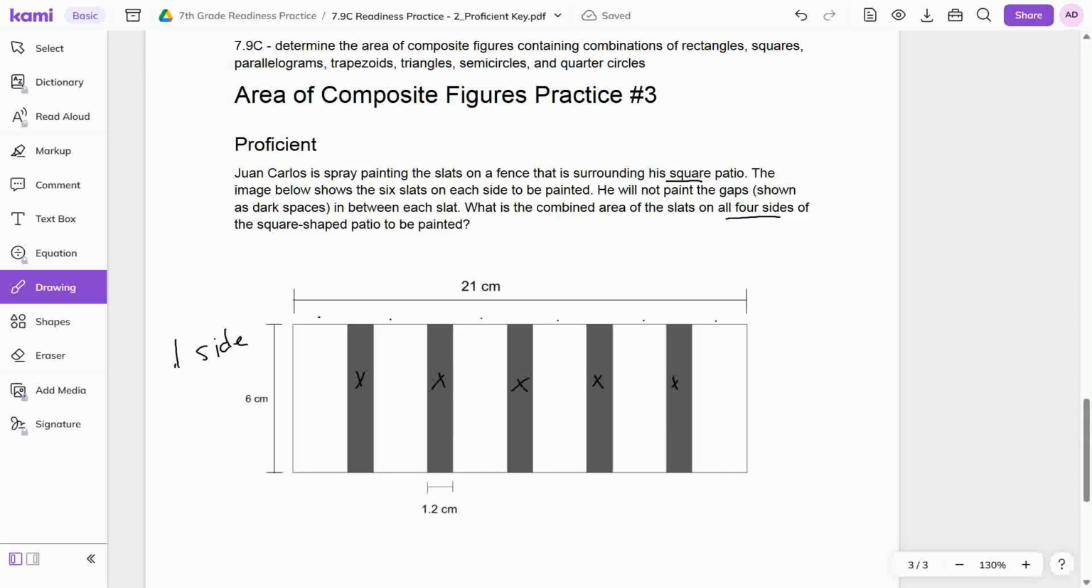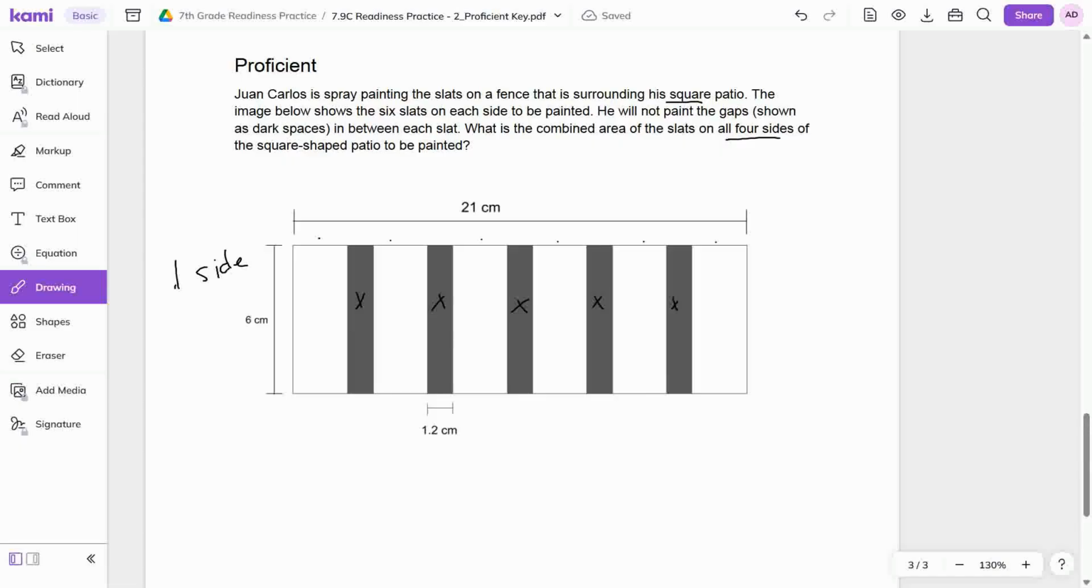So let's figure out first, what is the area of just this whole rectangle? Let's pretend it's a rectangle, with no slats being removed. So the area of my rectangle is going to be length times width. So that's 21 times 6, which equals 126. And we're dealing with square centimeters. So we've got our 126 square centimeters.